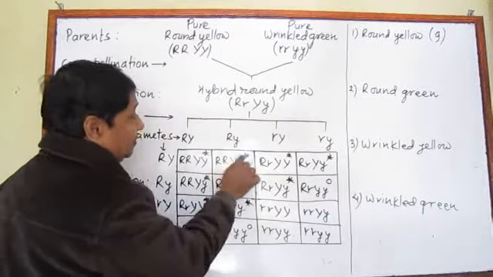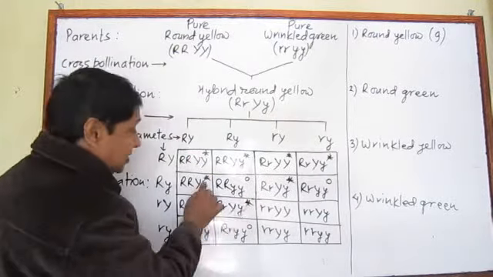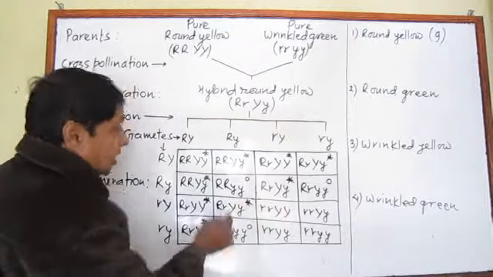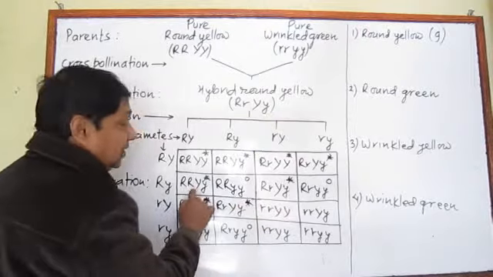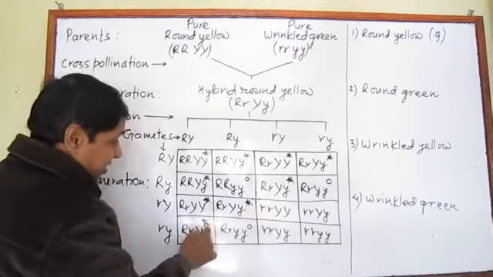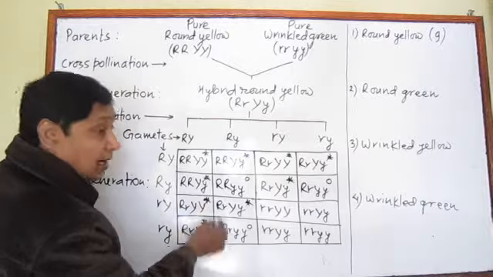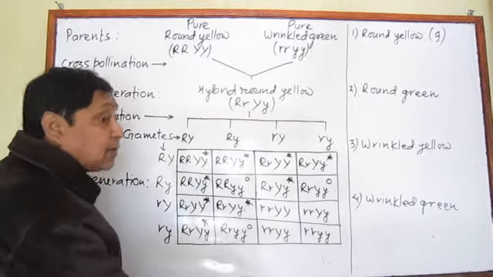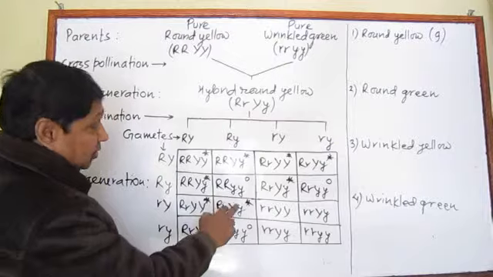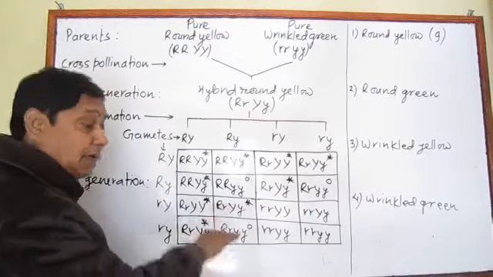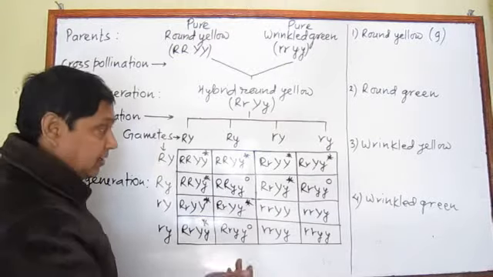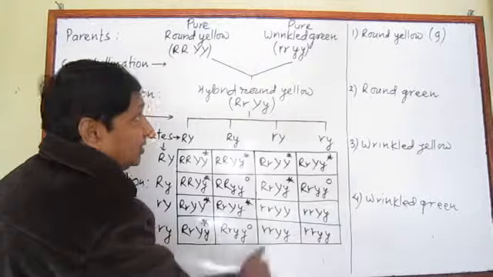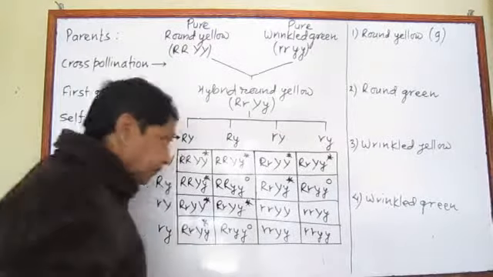Now, I am going to mark them. Look at this star mark. These are round yellow seeded pea plant. How many? 1, 2, 3, 4, 5, 6, 7, 8, 9. In each of them, at least one of the R is capital, which makes the plant round seeded, and one of the Y is capital. It makes the plant yellow seeded. Now, out of 16, 9 part is round yellow.